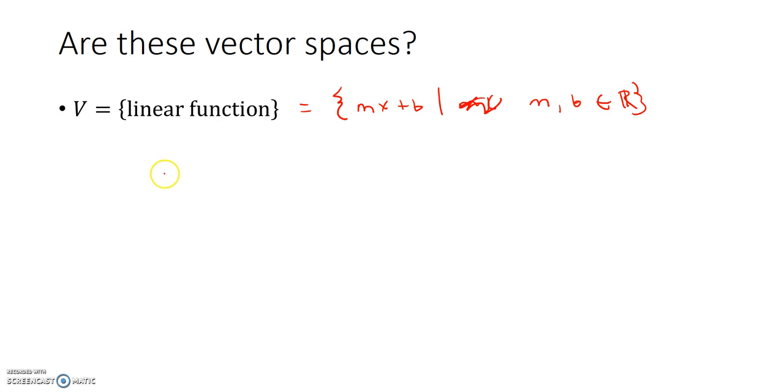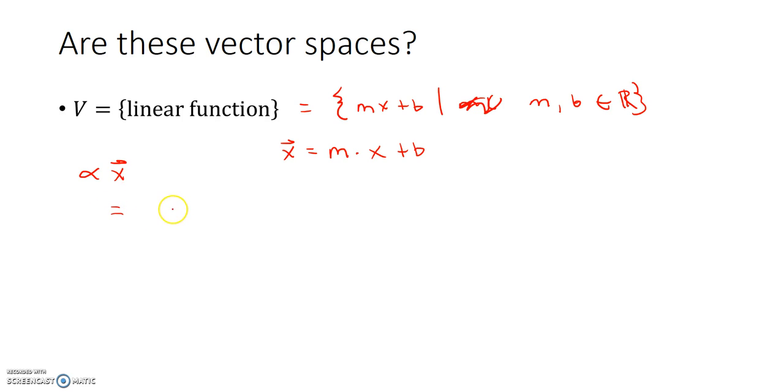So now this is not as tricky as it seems. First of all, if I take a vector inside of the set, what is a vector? Well, a vector is actually defined to be a function here. So it's any function of the form m times x plus b. Okay, so if I scale the linear function, what do I get?